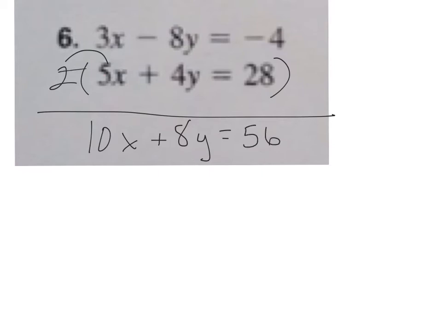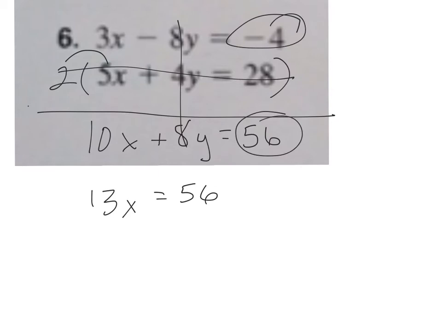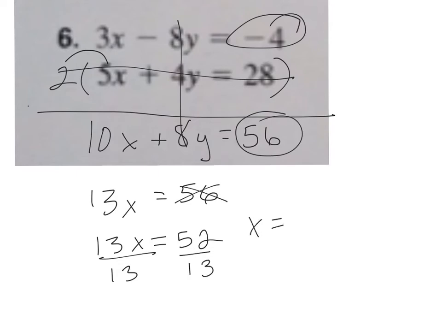Then when I combine the top and the bottom, I would get 13x. My y's would disappear. Because I have a -4 and a +56, that's going to give me 13x equals 52, not 56. Divide both sides by 13, and I get x is equal to 4.